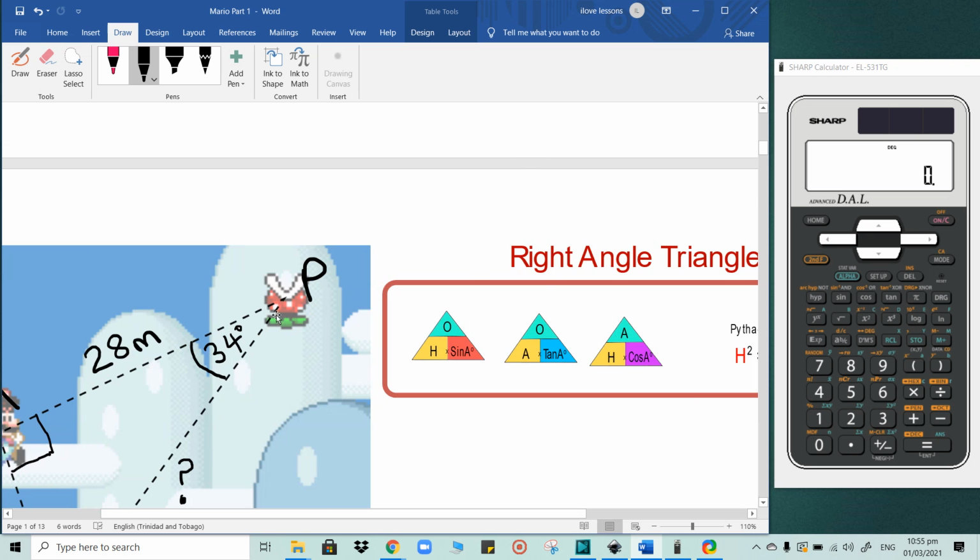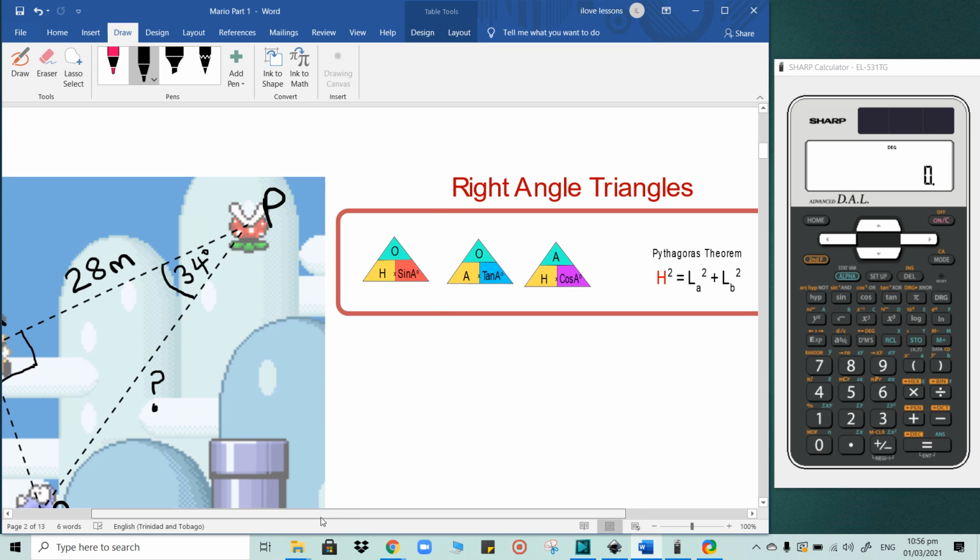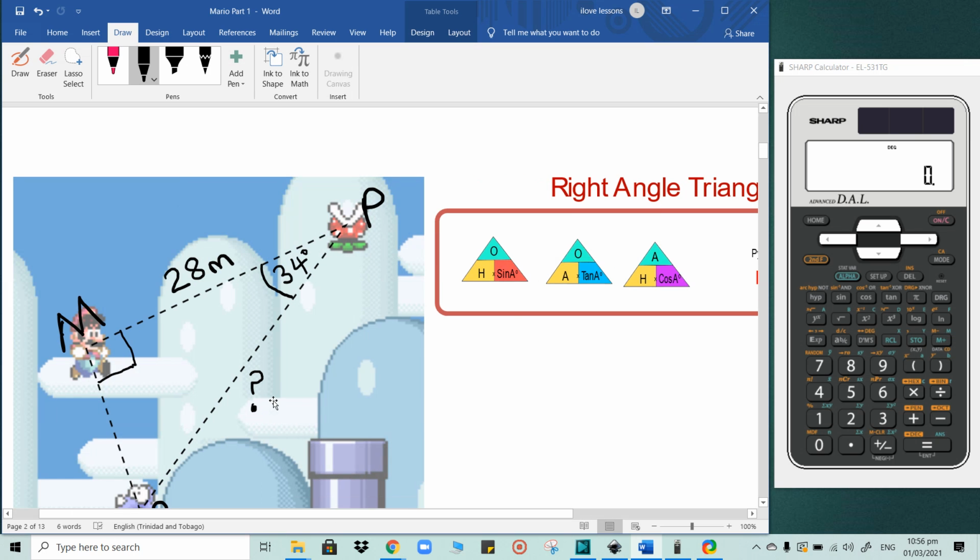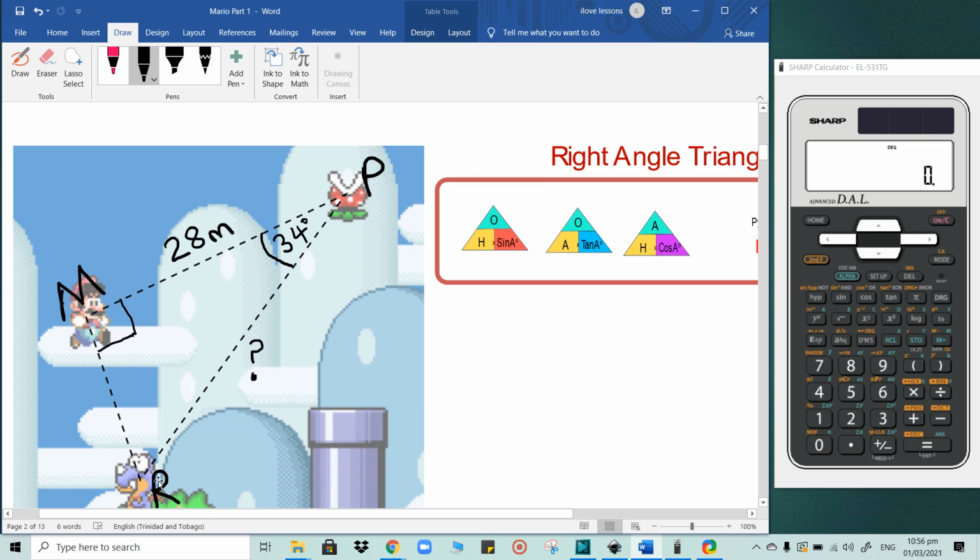So let's go back to this question over here. In this question, we want to find the length from R all the way to P. So let's label this triangle in terms of sides, like the opposite, the adjacent, and the hypotenuse. Pretend that you are standing in the 34 degrees. You notice there's a right angle here by Mario. The side opposite the right angle is always your hypotenuse. So we have just identified the hypotenuse.